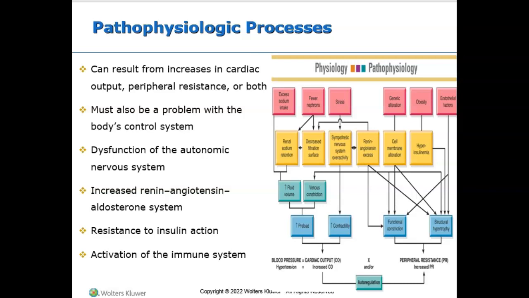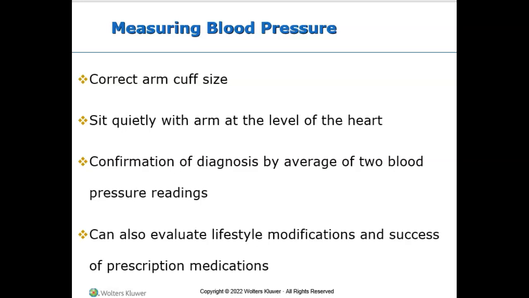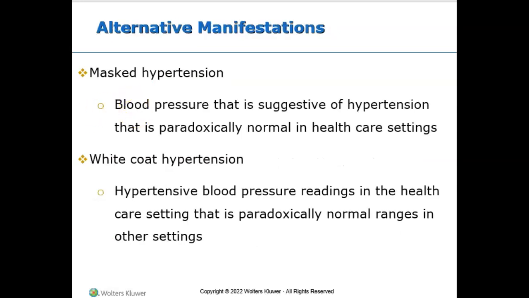So maybe during lecture. Measuring blood pressure. We already know how to do it. We totally do. Two blood pressure readings on average to diagnose high blood pressure. Sit quietly with arm at level of the heart. One thing this doesn't say, but I want to add, is that you also don't want your legs crossed.